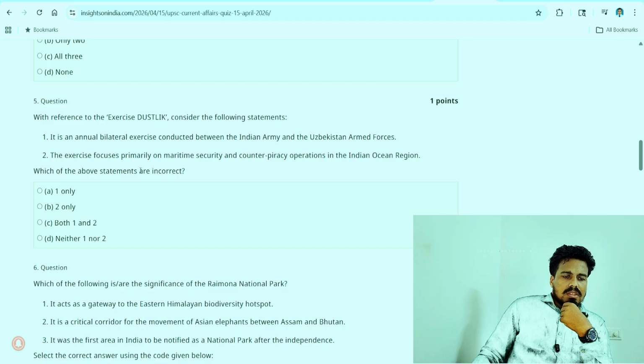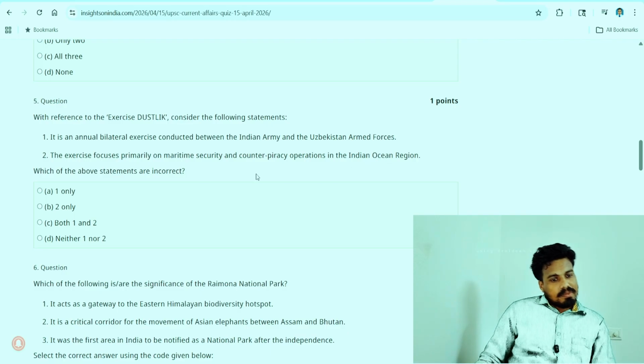The exercise focuses primarily on maritime security and counter-piracy operations in the Indian Ocean region. No idea. So why should Uzbekistan go for maritime security? Does it have any coastline? So let's think. It's a bilateral. U finds a place here, I is also there. So Uzbekistan and India, Dustlik.